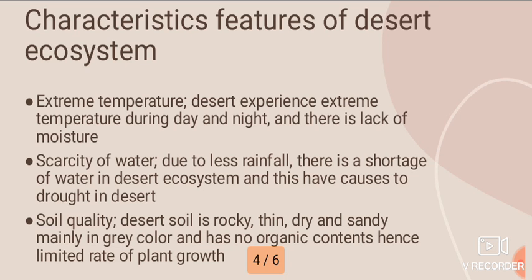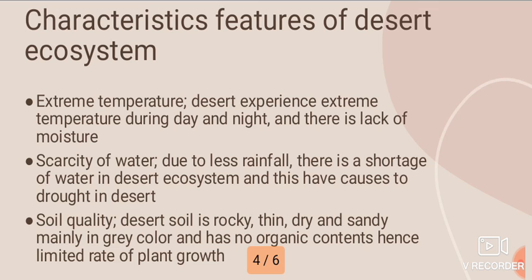Second characteristic is scarcity of water. Due to less rainfall, there is a shortage of water in desert, and this causes droughts in deserts, which means when there is less or low rainfall, there is shortage of water in desert, which causes droughts in desert.